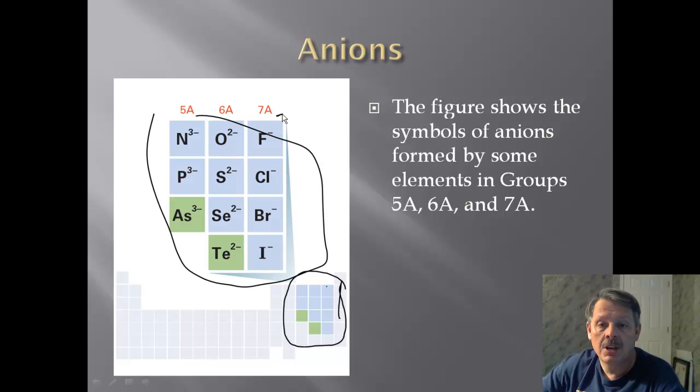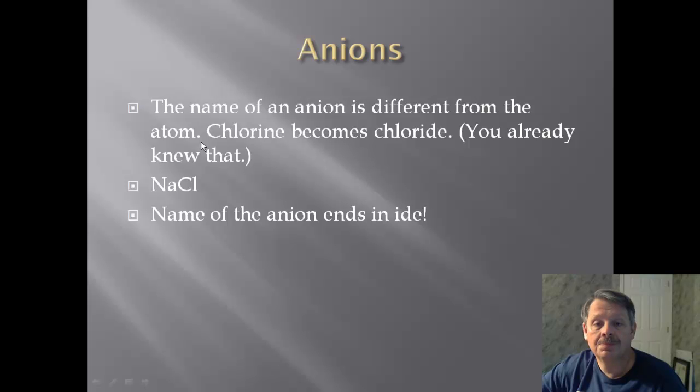And these take on a -1 charge, a -2 charge, and a -3 charge, respectively. And they're in groups 5A, 6A, and 7A, or 15, 16, and 17. 17, if you remember, those are the halogens. You need to know that name. So these are the ones that we care about.